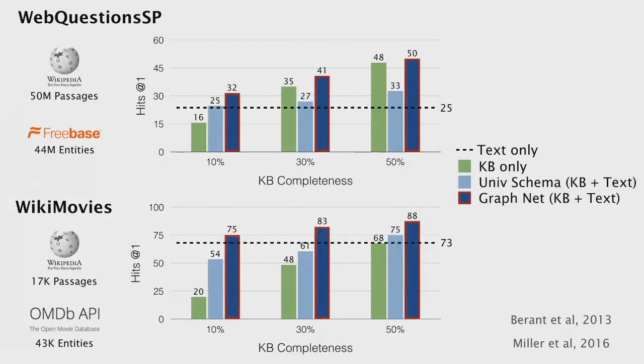What works best, though, is having both knowledge base and text using the graph network model that I just described. And what's encouraging to see here is that even with just 10% of the knowledge base, we can do much better than a text-only baseline by combining both knowledge bases and text. I also talked about universal schema briefly as another approach which embeds these things. As you can see, that does poorly, and the main difference is that it doesn't consider the graph structure of the knowledge base when learning representations of the different facts within it.